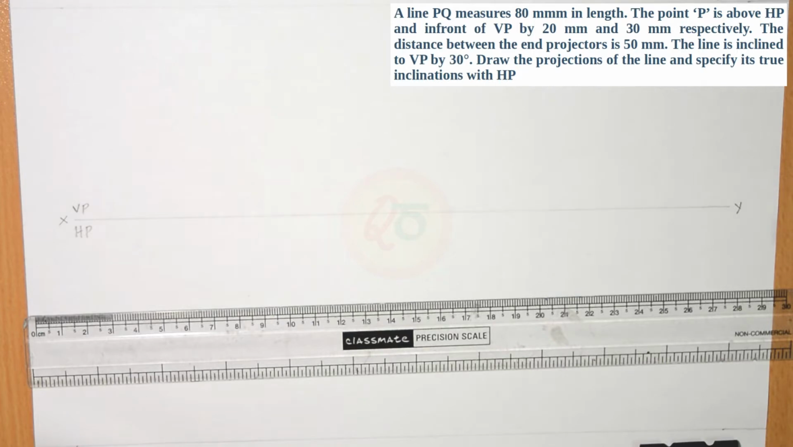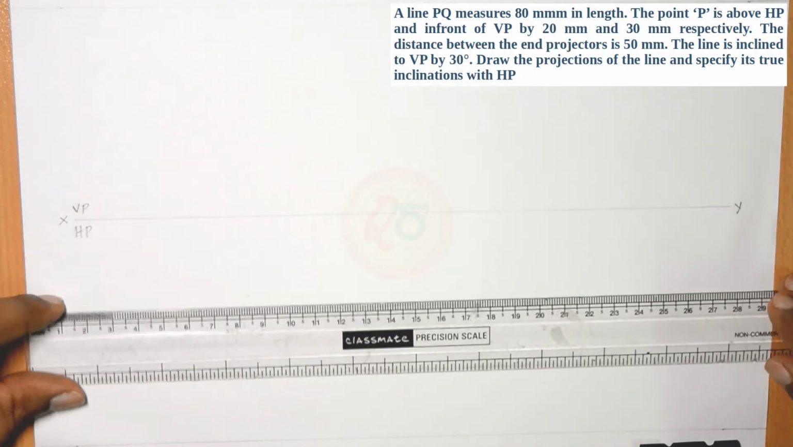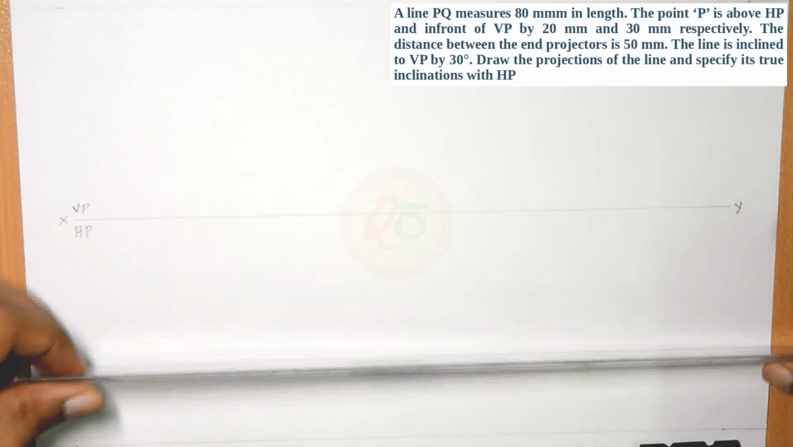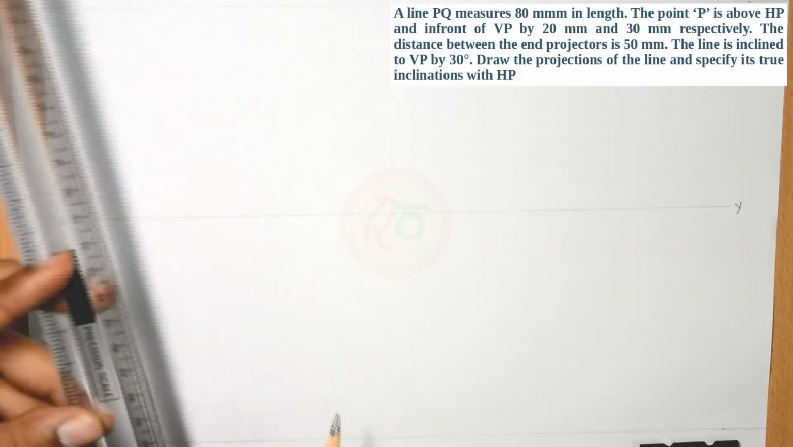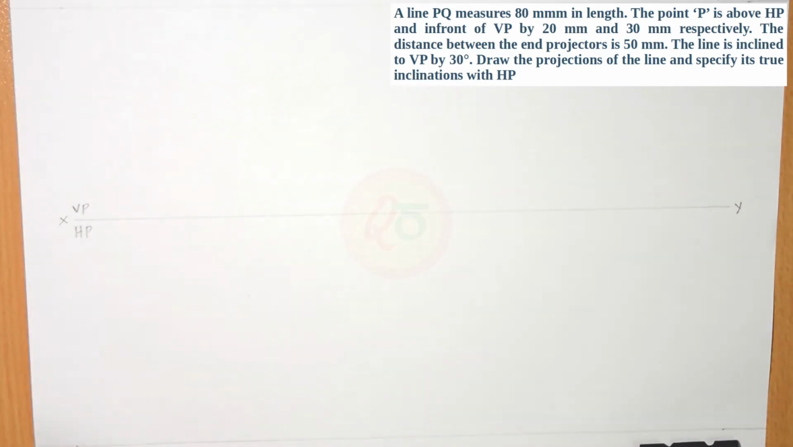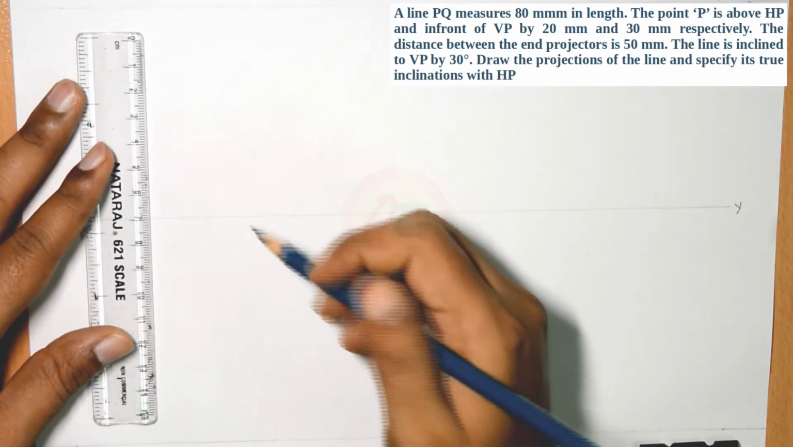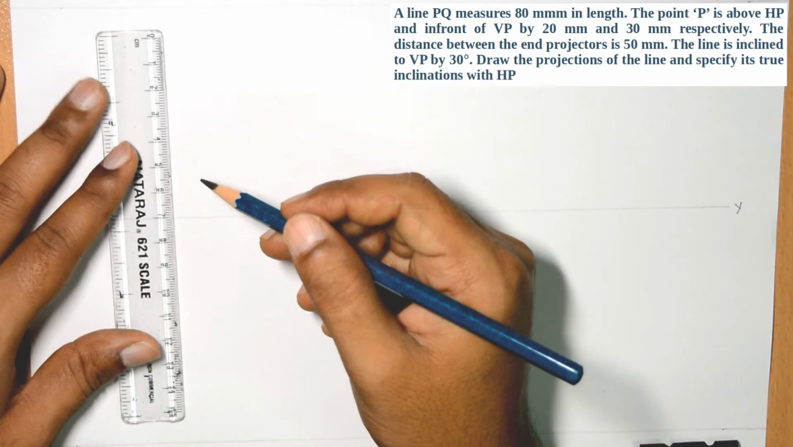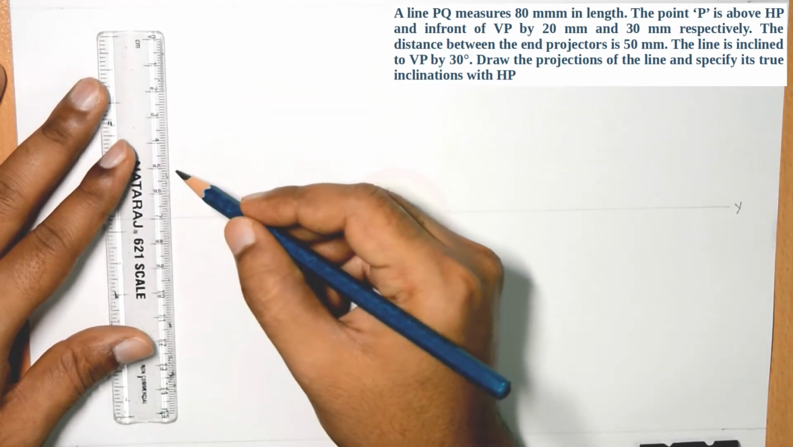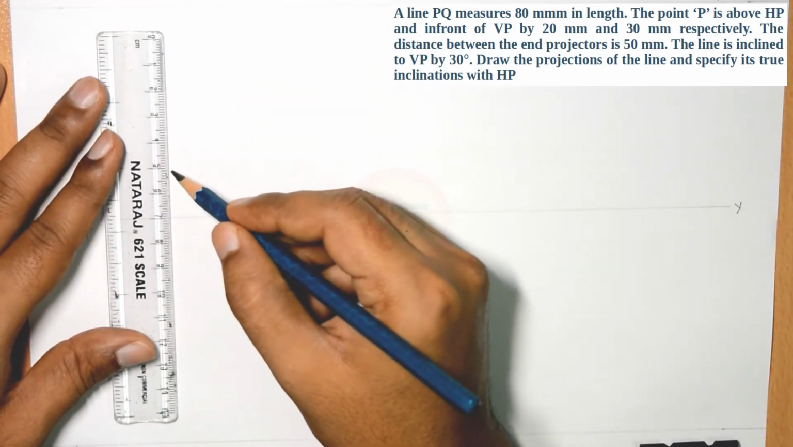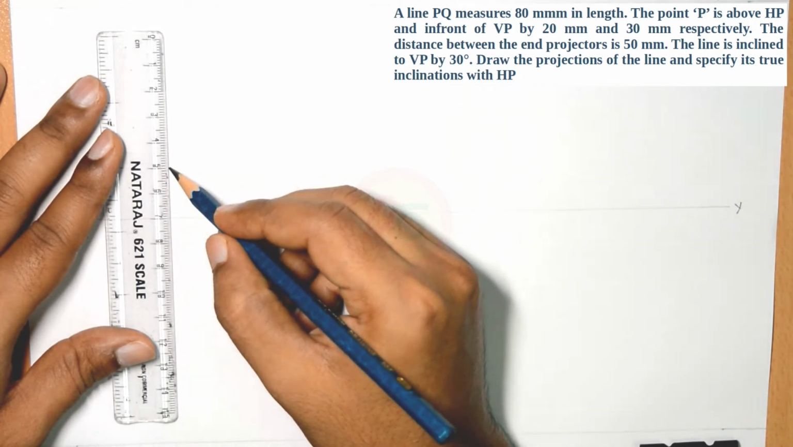as well as the top view. He says that it is 20 mm above HP and 30 mm in front of VP. So 20 mm above HP. So let me draw the line. 20 mm above HP and 30 mm in front of VP.